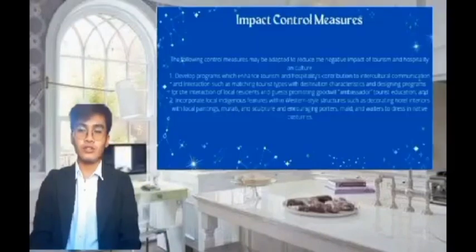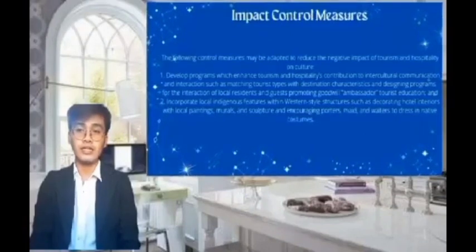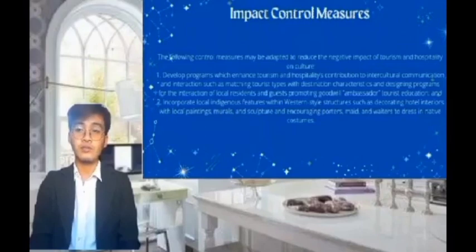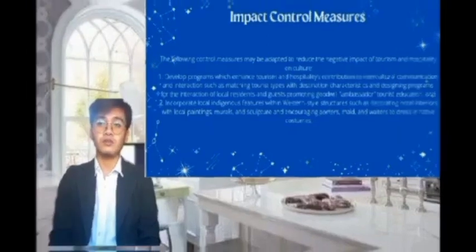The following control measures may be adopted to reduce the negative impact of tourism and hospitality on culture. One, develop programs which enhance tourism and hospitality's contribution to intercultural communication and interaction, such as matching tourist types with destination characteristics and designing programs that incorporate local indigenous features within Western-style structures, such as decorating hotels' interiors with local paintings, murals, and sculpture.